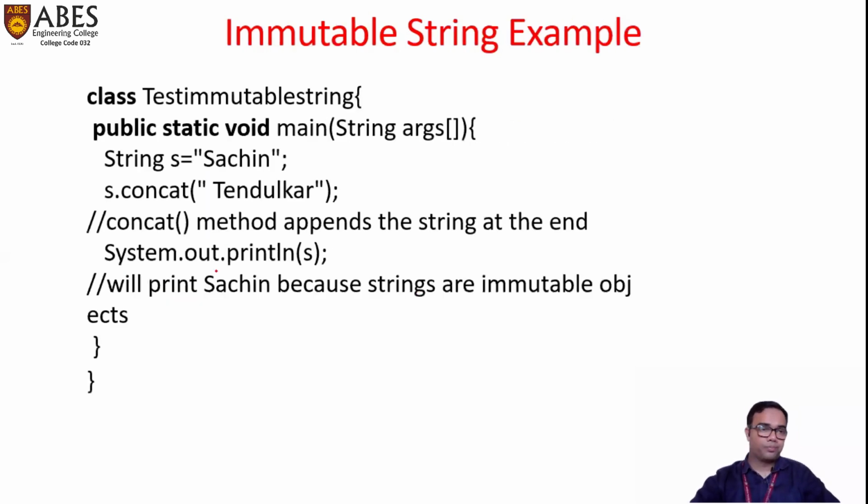Here you can see that first we create a string with a literal, s, and store Sachin in it. Later, we concat this string and add Tendulkar. So what does the concat method do? It will concatenate Tendulkar after Sachin. But as you can see, the string is immutable, so when you print this, you will get the same Sachin. Let's see this with a very easy example.